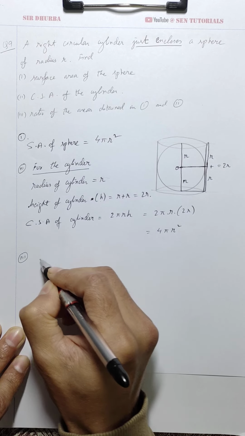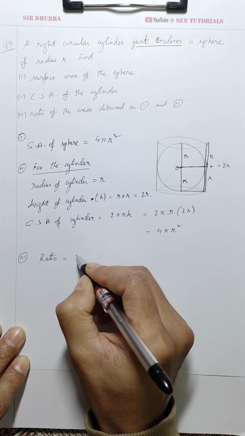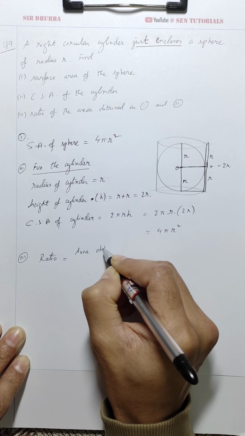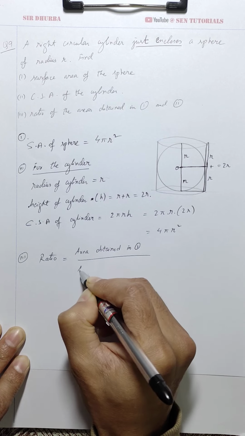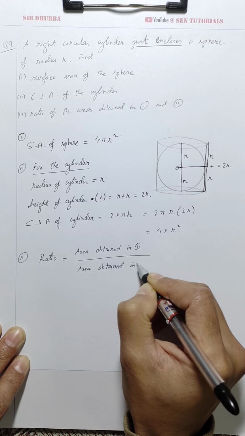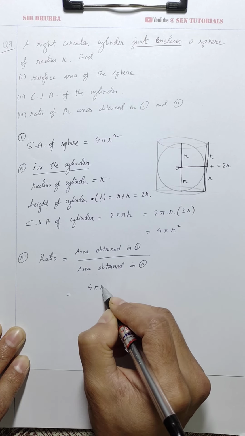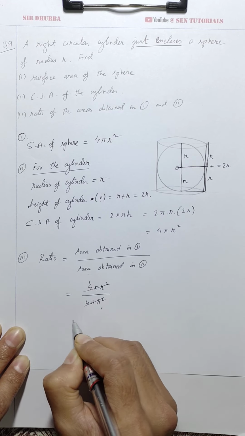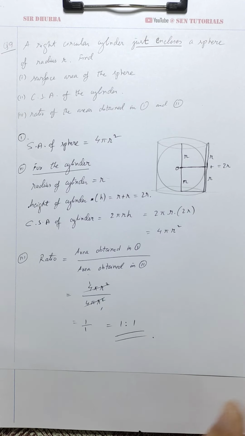So the third one says find out the ratio of the areas obtained in first and second. So area obtained in first divided by area obtained in the second. So what is the area obtained in the first? 4 pi r square. Second, 4 pi r square. So 1 times 1 times 1 upon 1. So area is 1:1. That's all.